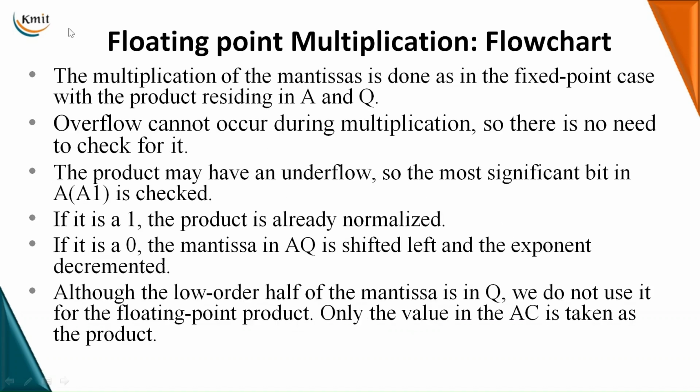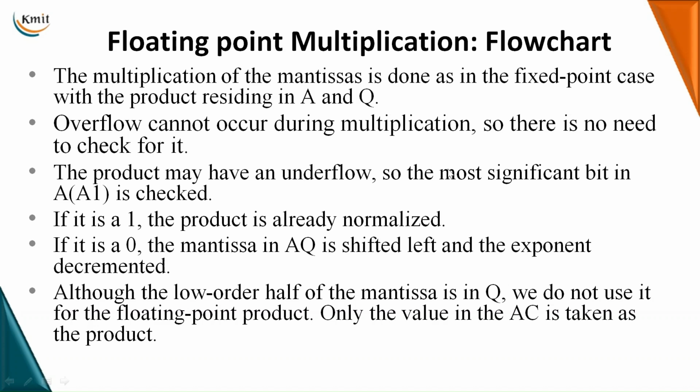The next step is the multiplication of the mantissa part. The multiplication of the mantissa part can be done with the help of a fixed point multiplication algorithm, which we also call the sign magnitude multiplication algorithm. Once you are done with it, the product will reside in the registers A and Q. In a multiplication algorithm, there is no possibility of an overflow, so you need not check for an overflow condition. But there is a possibility that the product might have an underflow situation.